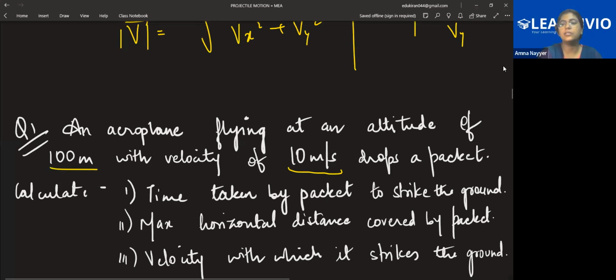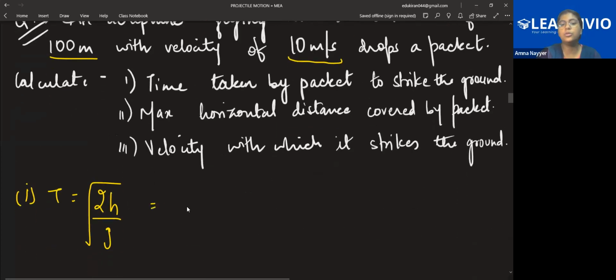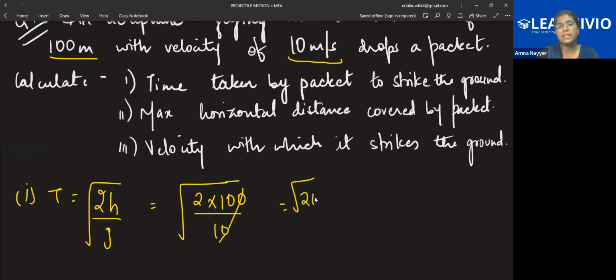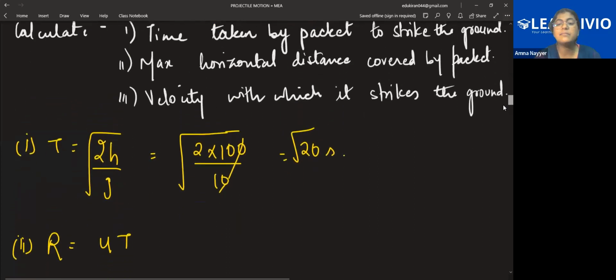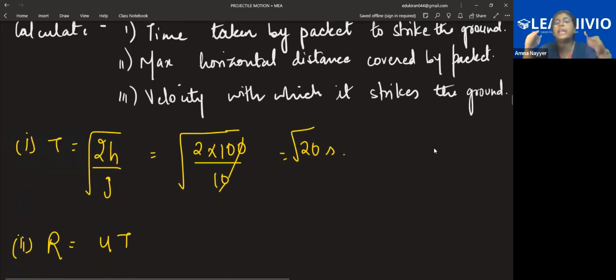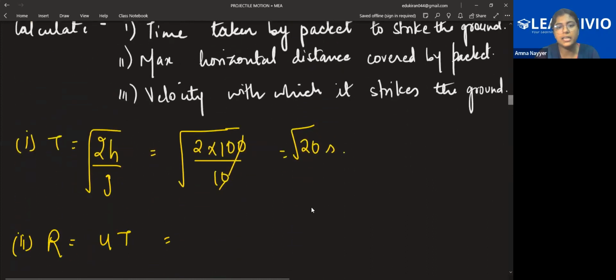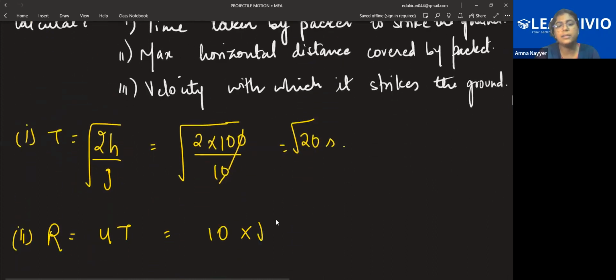Height is 100 meters. So what is the formula of time? It is under root 2h by g, which is 2 into 100 by 10, so root 20. But in the exam, if it's not mentioned, you cannot take g as 10. Maximum horizontal distance means what? Range. We have to find out the range only. So initial velocity, that is 10, into the time, which is root 20, gives 10 root 20 meters.